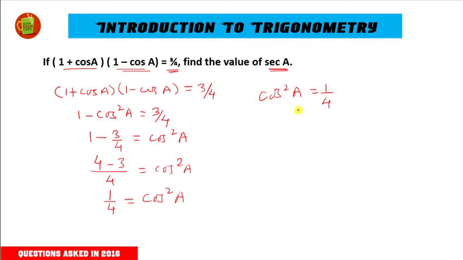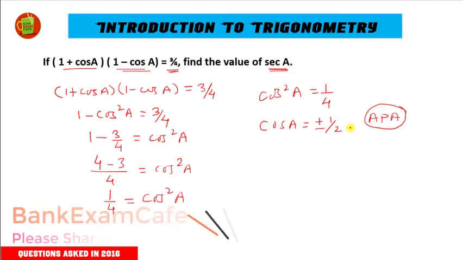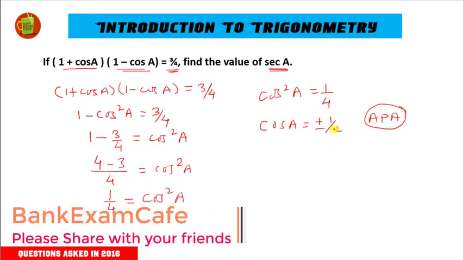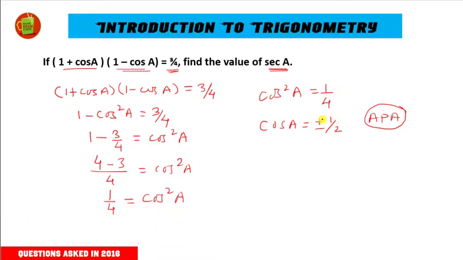Take the square root of both the sides, so we will get cos a is equal to plus minus 1/2. And friends, this is the accident prone area. I call it an accident prone area because maximum chances of accidents taking place are here. Because when we take a square root of a number, we usually consider only the positive sign, but here you have to consider both the positive and the negative sign. So always keep a watch, be careful wherever there is an accident prone area.